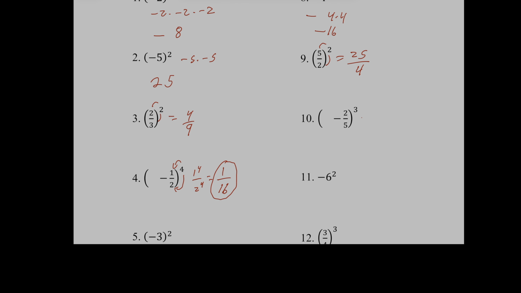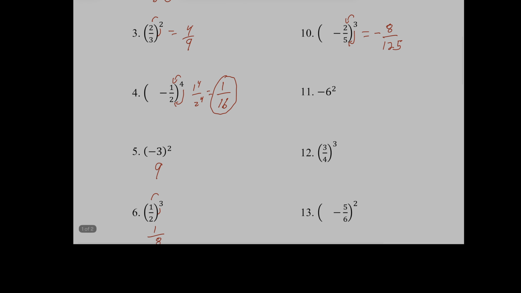25/4. This one, before doing any problem, if I have 3 negatives or any odd number of negatives, my answer is negative. So now I'm not going to worry about anything else besides cubing these 2. 2 cubed is going to be 8, 2 times 2 times 2. And this is 5 times 5 times 5. 5 times 5 is 25. 25 times 5 is 125.